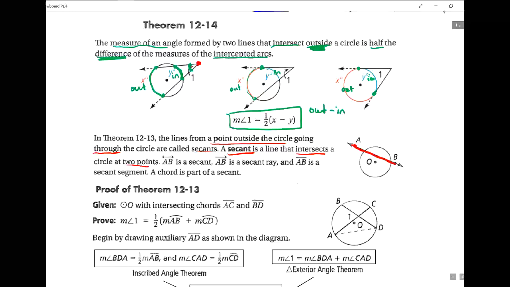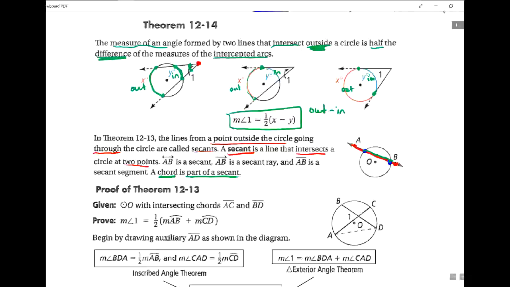So notice how it goes through the circle and it intersects the circle in 2 points. That's the difference between a secant and a chord. A chord is just this in here. A chord is part of a secant. Right? So it's just this piece that intersects the circle that's inside the circle. A secant passes through the circle and intersects in 2 places.